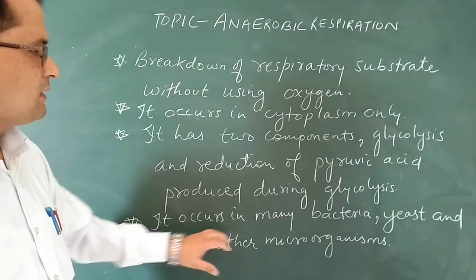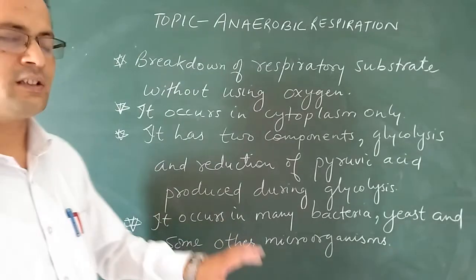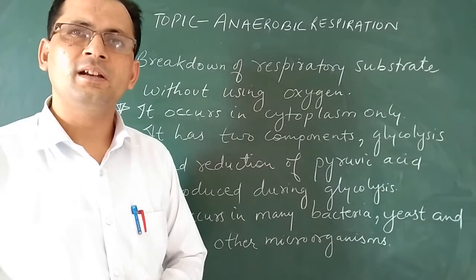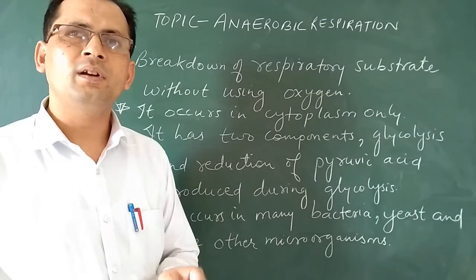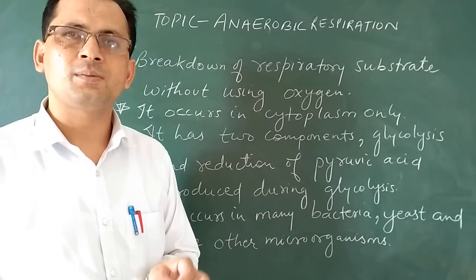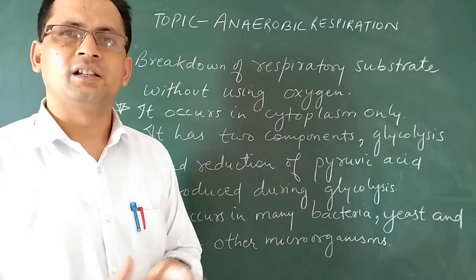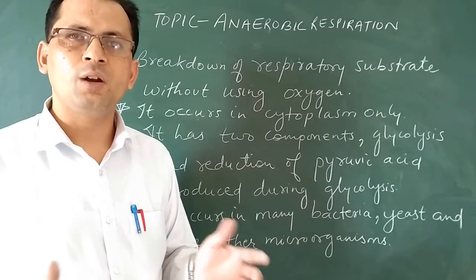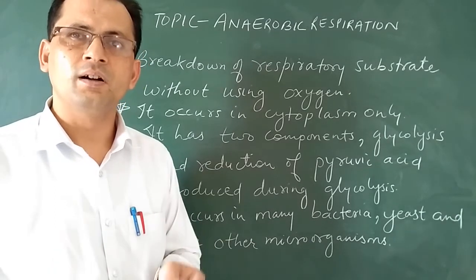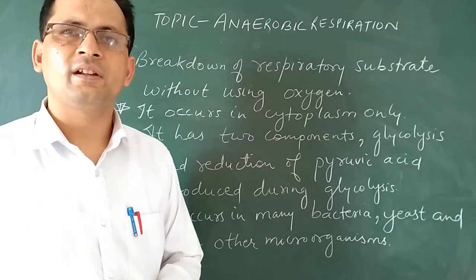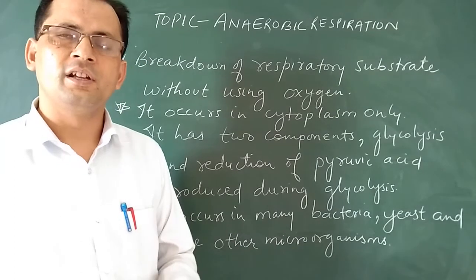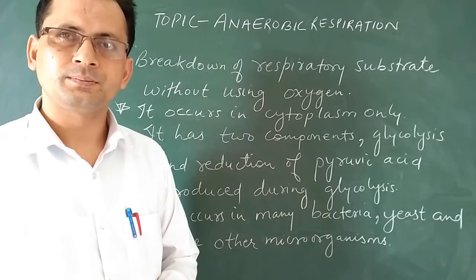Next, it occurs in many bacteria, yeast and some other microorganisms. So anaerobic respiration is most common in many bacteria and in a fungus known as yeast. You have to remember that yeast is the exceptional fungus which is unicellular. Otherwise all fungi are multicellular, their body is made up of many cells. But yeast is a unicellular fungus in which anaerobic respiration takes place. And there are some other microorganisms also in which anaerobic respiration occurs.